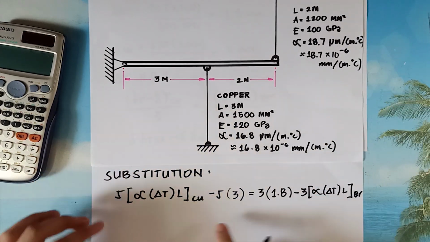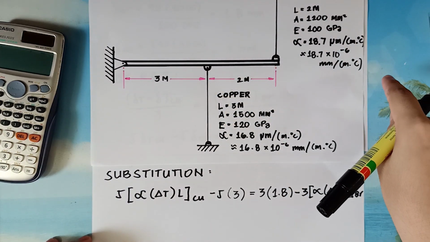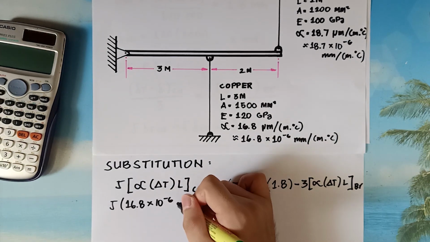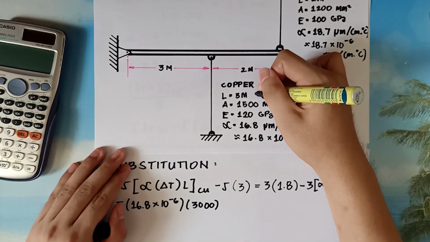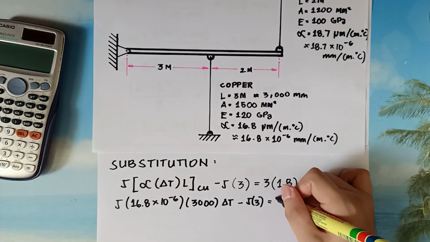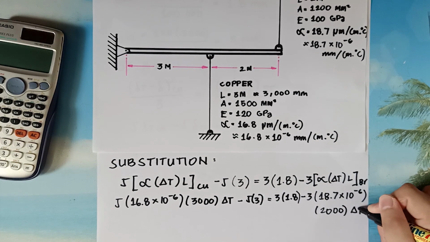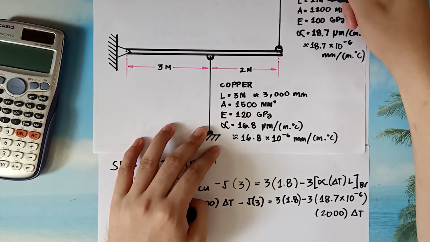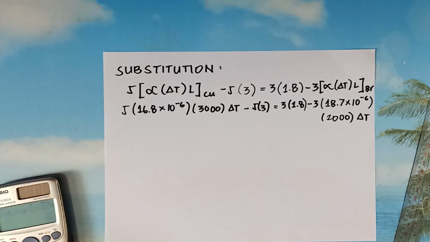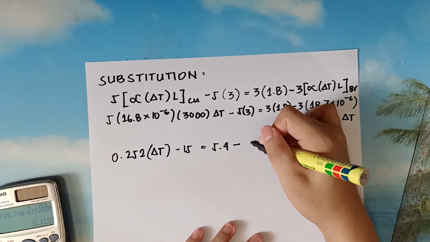Now we have already set our given, and it is ready to be substituted into the equation. So all we are going to do is substitute the given into the equation. Oh, I almost forgot that our length is in meters, so we are going to convert it into millimeters. Same as in the brass. Now that we have substituted all the values from the given, we are left with one unknown only, which is the change in temperature. So we are going to simplify this equation so that we will get the change in temperature.